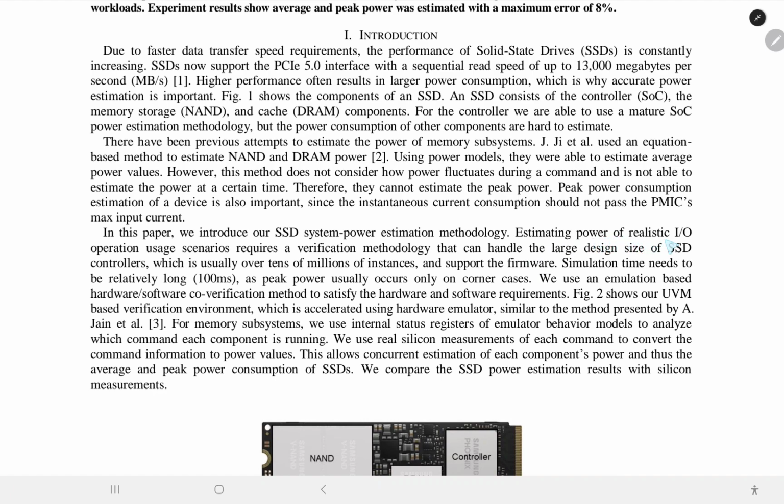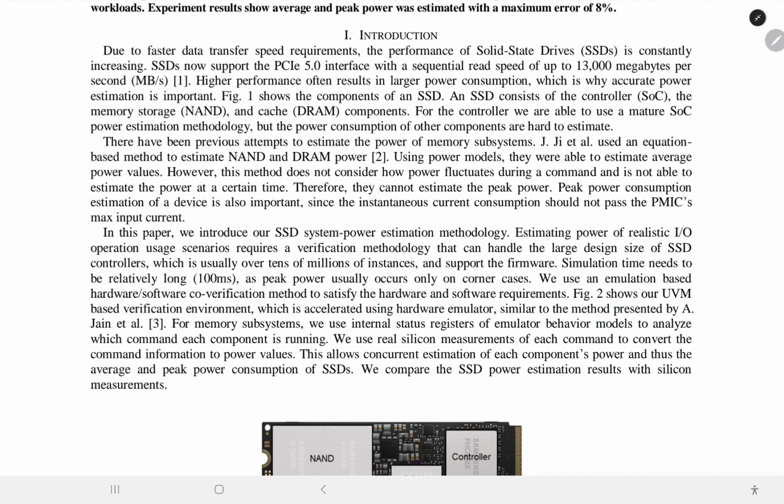Estimating power of realistic I/O operation scenarios requires a verification methodology that can handle the large design of the SSD controllers, which is usually over tens of millions of instances and supports the firmware. Simulation time needs to be relatively long, 100 milliseconds, as peak power usually occurs only in corner cases. We use an emulation-based hardware-software co-verification method to satisfy the hardware and software requirement.